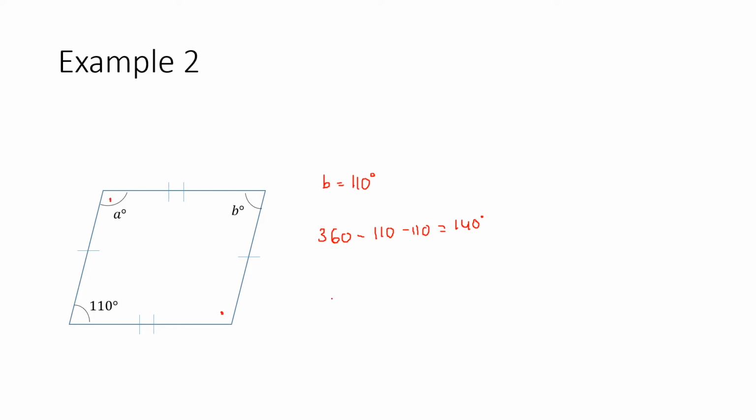Because they're equal to each other, all we have to do now is divide it by 2. If we do 140 divided by 2, we'll get an answer of 70 degrees. So we know now that angle A is equal to 70 degrees.